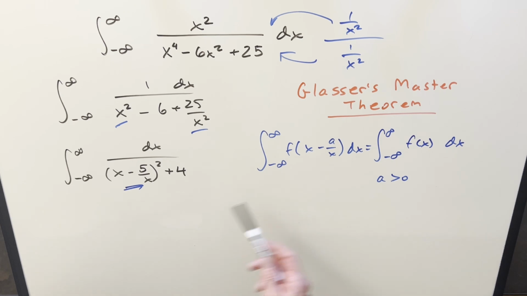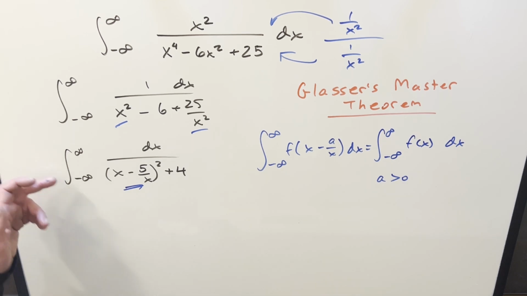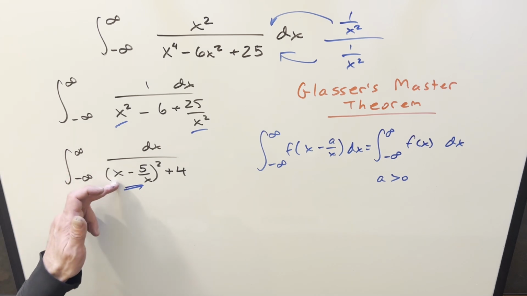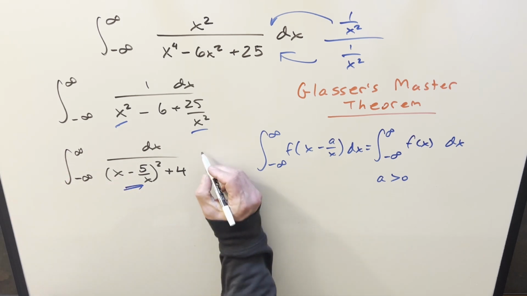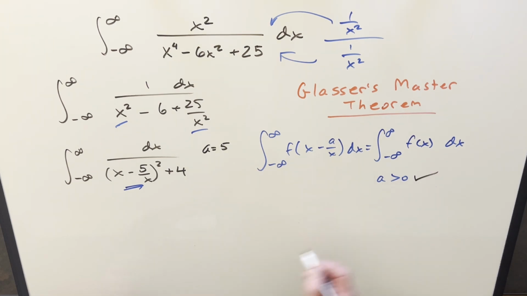I did derive this formula in a previous video, so I'll provide a link in the description. You can check that out if you want to see how we go from here to here. But getting back to our integral, we clearly have something in this form here. We're going from minus infinity to infinity. We've got the x minus a over x, where the a value is going to be equal to 5. So it meets this. It's definitely greater than 0.